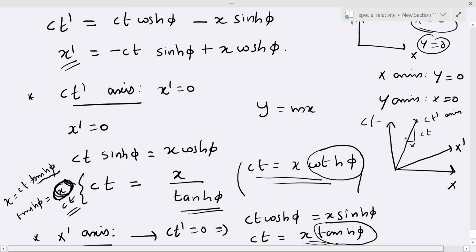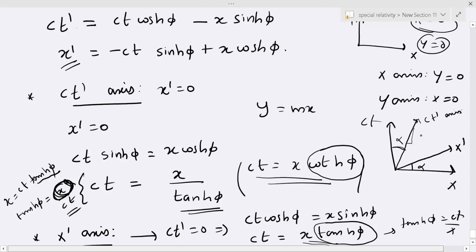So that's why we have it like this. And here tanh phi is the slope with respect to the CT axis. Here tanh phi is equal to x by CT, and here tanh phi is equal to CT by x. They are symmetric, right? So these angles must be the same. We will call this alpha. So these are the new coordinate systems. Is this clear? This has to be exactly the same.